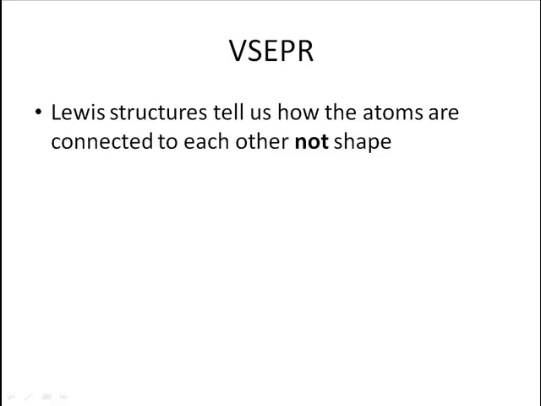Valence shell, well, those are the electron domains. The electrons are on the outside shell. Electron pair, those are electron domains. Repulsion, they tend to repel each other. So that's what VSEPR means.